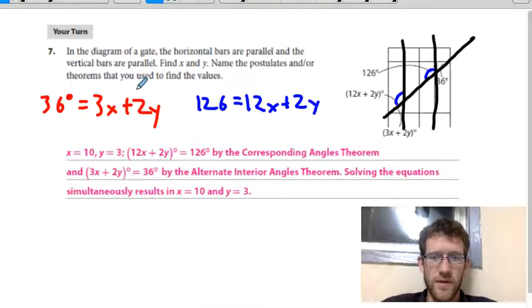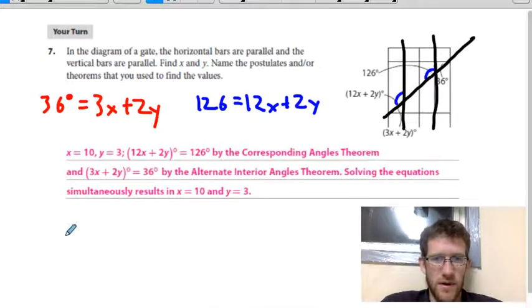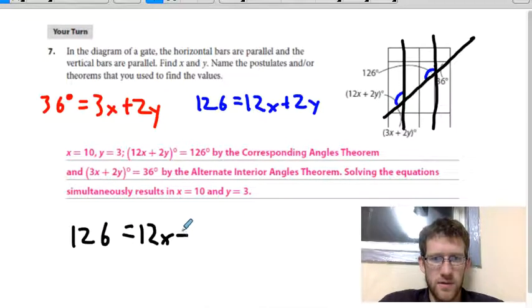And there's many different ways to do it. We could do subtraction. That's a great way. We could add or subtract these equations from each other. It's kind of weird to subtract a whole equation, but we could do it. For example, I'll show you how to do that one. I could do 126 equals 12x plus 2y, and my other one is 36 equals 3x plus 2y.